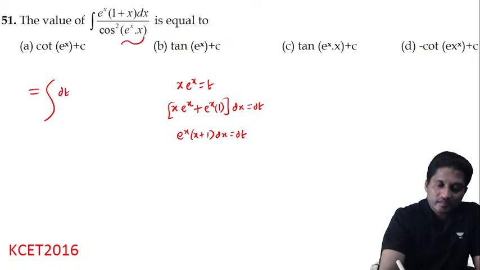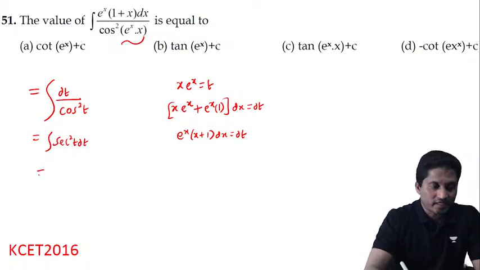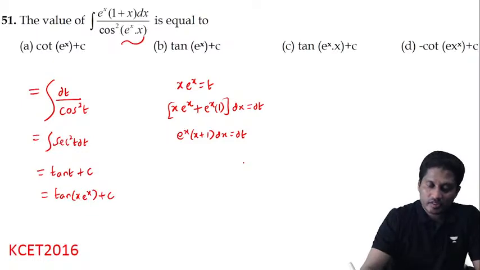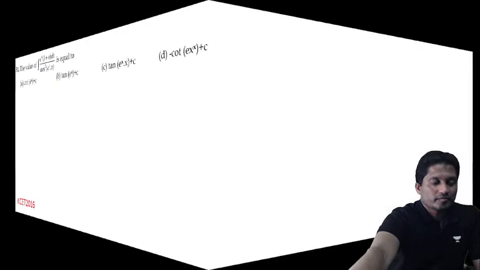Numerator is dt divided by cos square t. 1 by cos is sec. We'll get this as sec square t dt. Integration of sec square t is tan t, right? Tan t plus c. What's the value of t? Tan of x into e power x plus c. Answer is option C. Let's move to the next question.